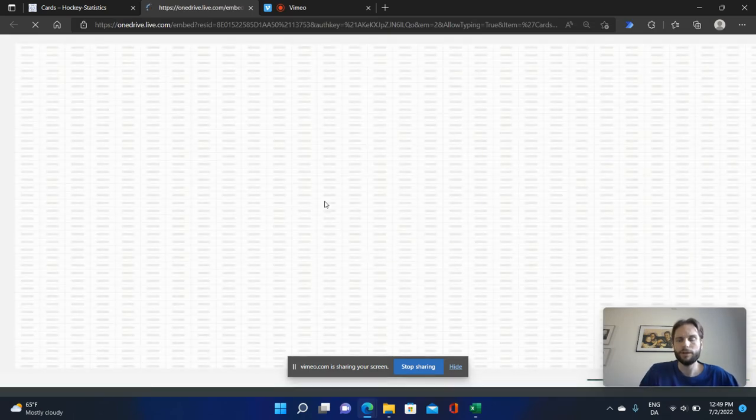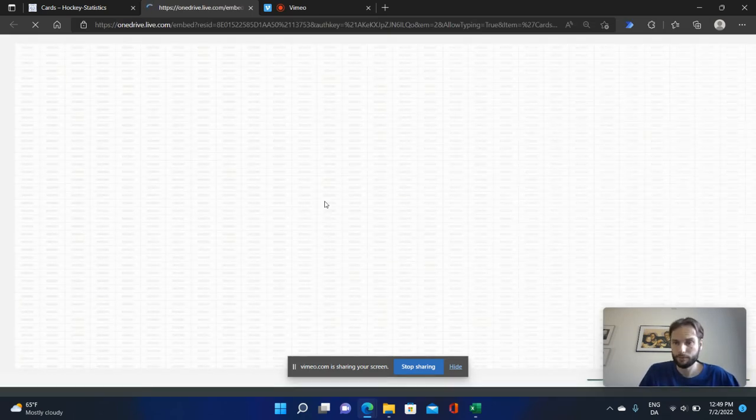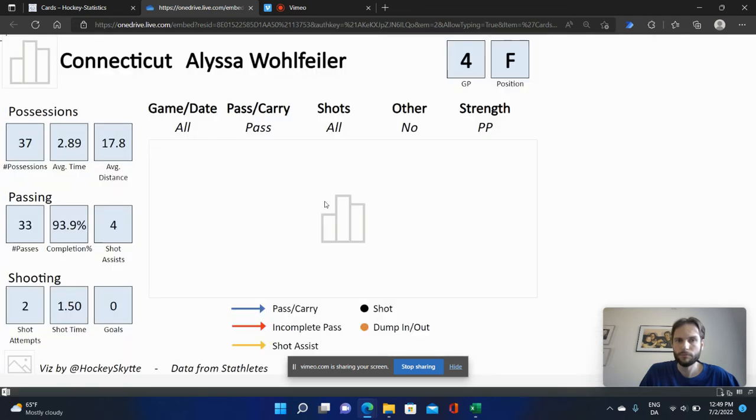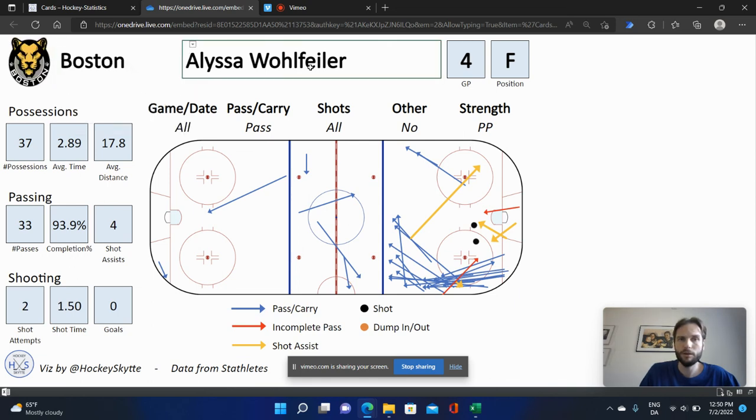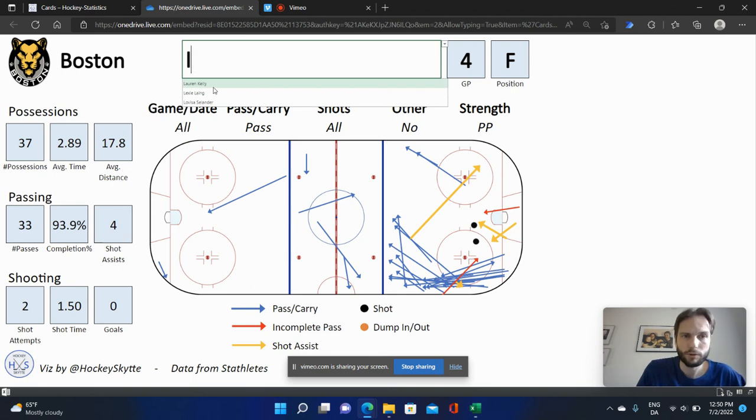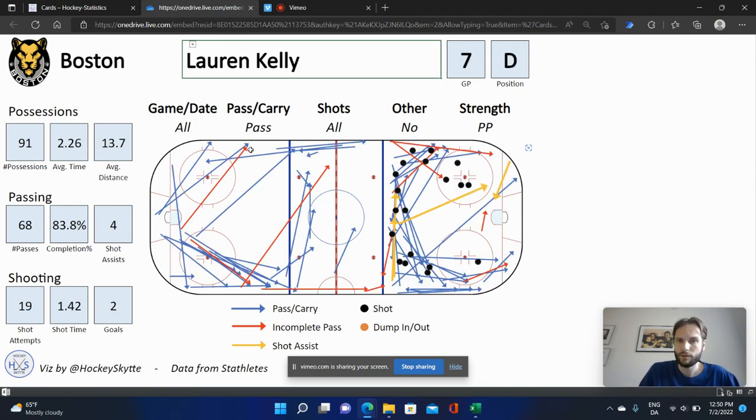So this is the visualization tool, and it shows Alyssa's power play passes. You can change the team to, say, Boston and Lauren Kelly. So this is Lauren Kelly's passing on the power play.